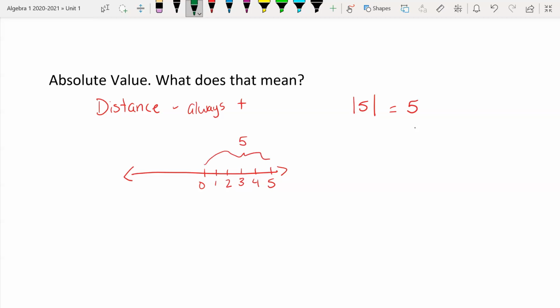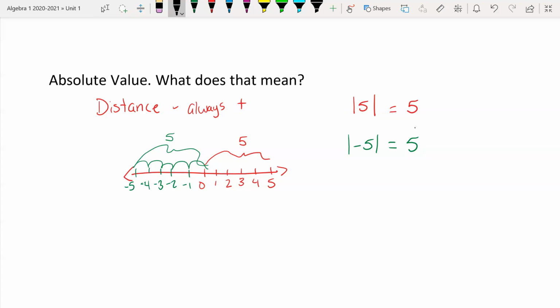All right, now, if we go the other direction, what's the absolute value of negative 5? Well, how far is it from negative 5 to 0? Well, if I count, it's 1, 2, 3, 4, 5 units. So absolute value means distance. That's always positive. And this one is from 0.